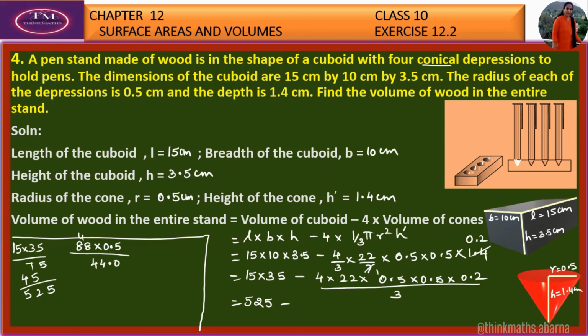So 44 into 0.5. The decimal is not needed here, because after the decimal, if there is 0, it is not valuable. So 44 into 5. 4 fives are 20, balance 2. 4 fives are 20, plus 2, it is 22. So the decimal is before one number, so it is 22. 22 into 0.2. 2 twos are 4, 2 twos are 4. So the decimal is before one number. So it is 4.4 divided by 3.